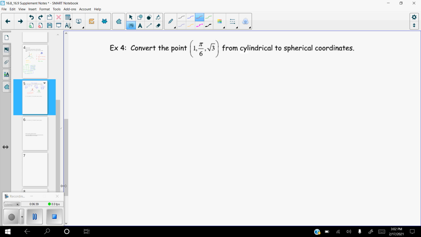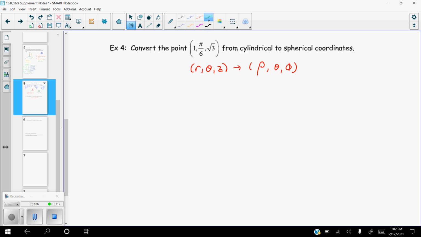from cylindrical to spherical. Okay, so now we're going from r, theta, z to spherical, which is rho, theta, phi. And the nice thing is theta is theta. Either way, it's the exact same thing. So we've got theta, that's pi/6. We're kind of done with that part. We do need to find rho, and we need to find phi.